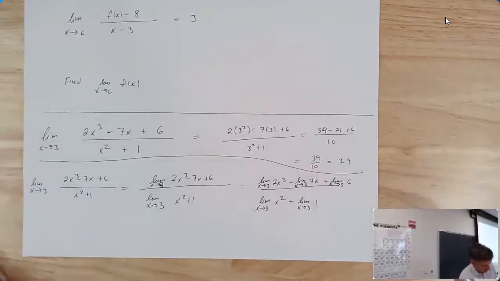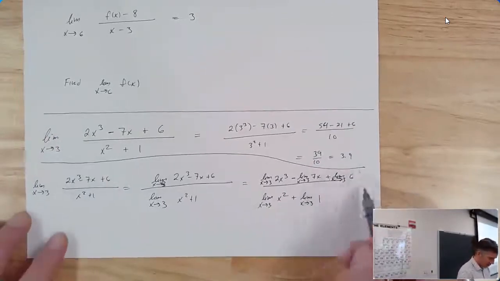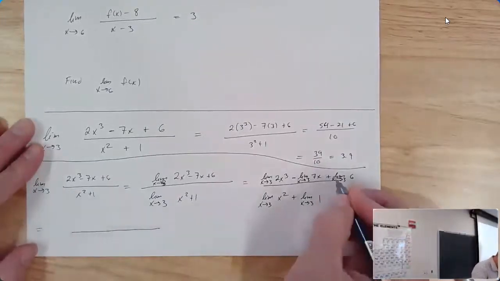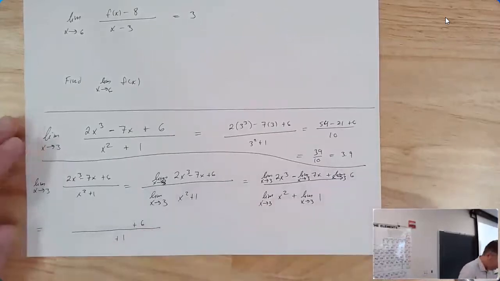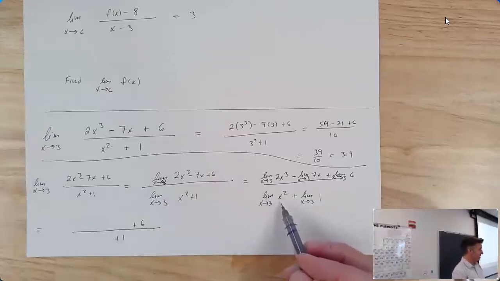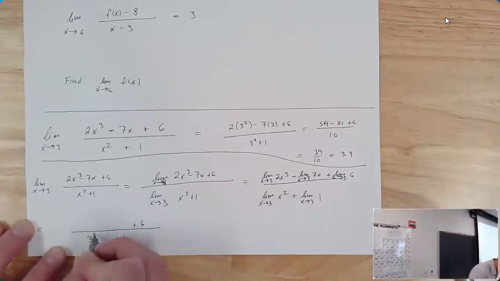Then we have a rule that says the limit of a constant is just the constant. So these two parts are done with their limits. At the end here we're going to get plus 6, and the bottom here we're going to get plus 1. There's also a rule that says if you have the limit of x to a power, it is just that number plugged into the power. So the limit as x approaches 3 of x squared is 3 squared.